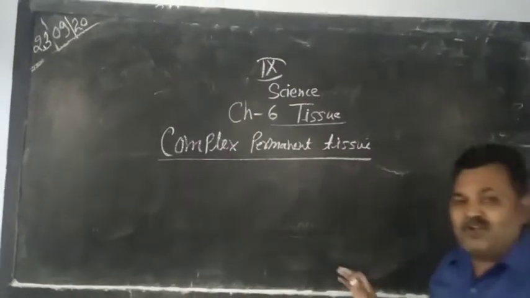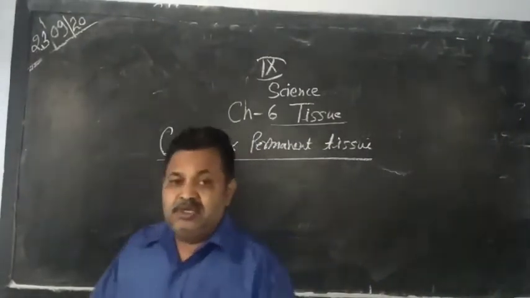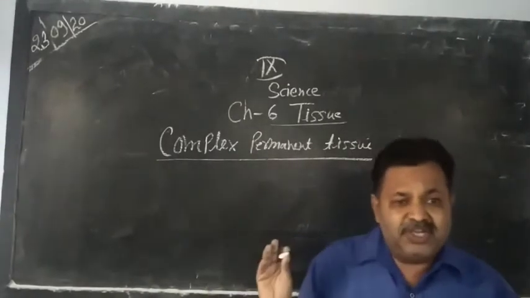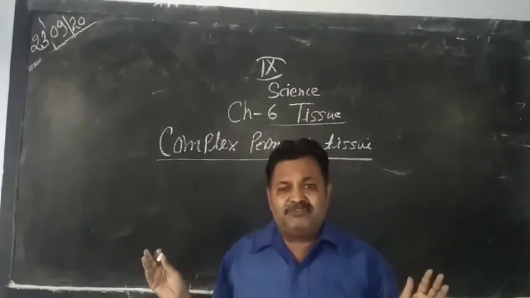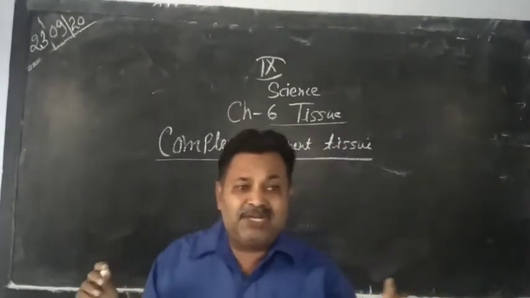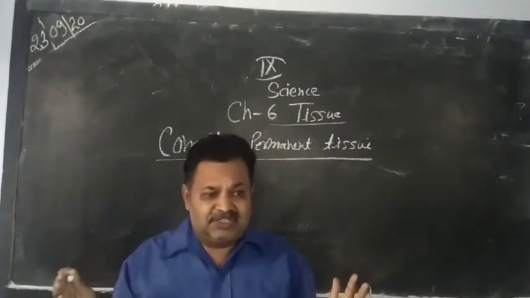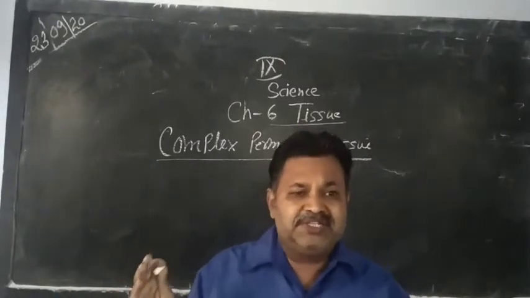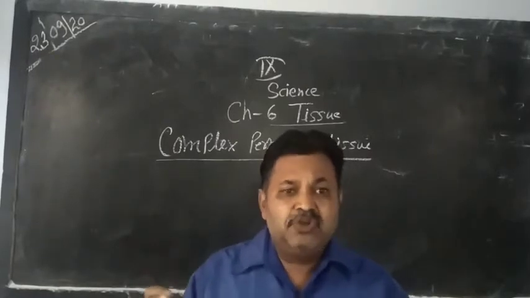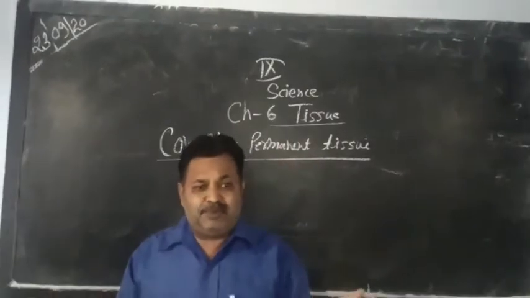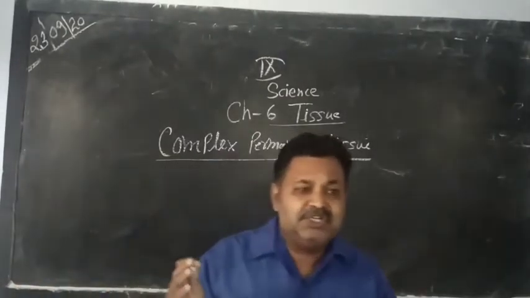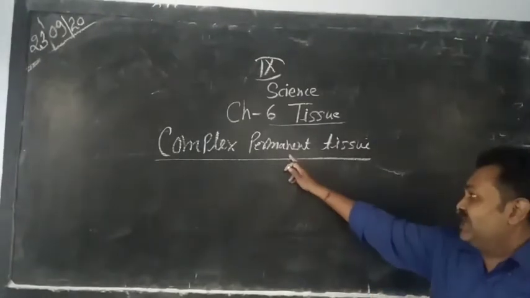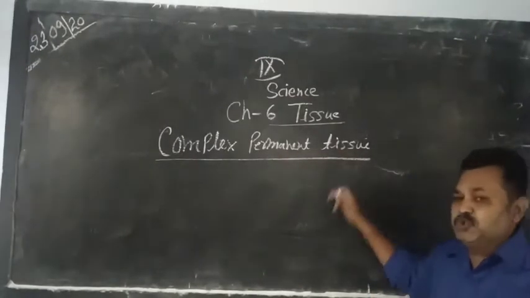Now, in this lecture, we are discussing about complex permanent tissues. So, what are complex permanent tissues? Complex permanent tissues are those tissues which are made up of different types of cells, but perform the same function by coordination. It is the group of cells which are different but perform same type of function due to coordination.